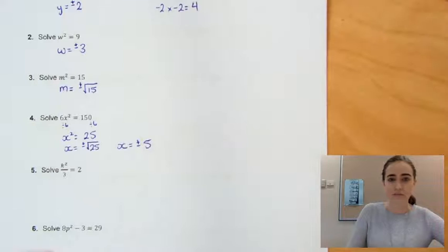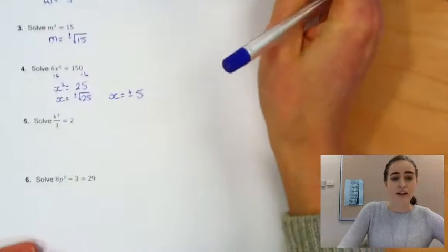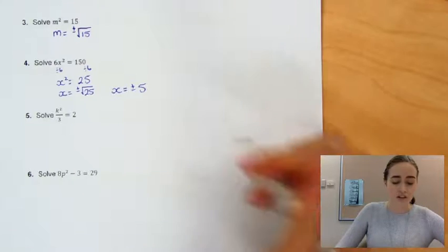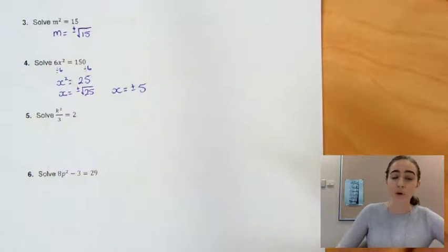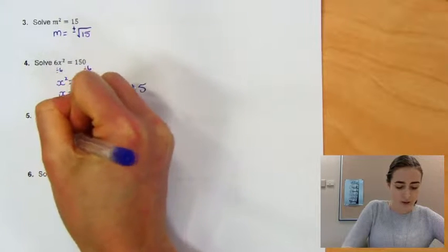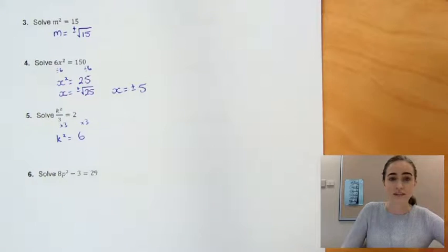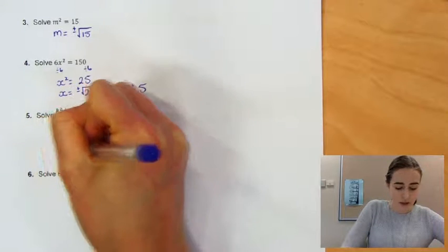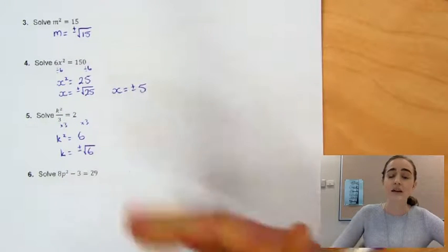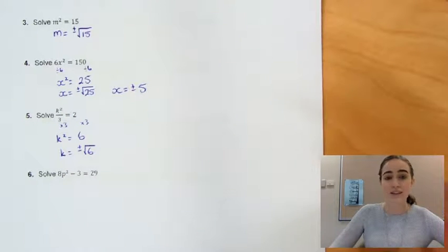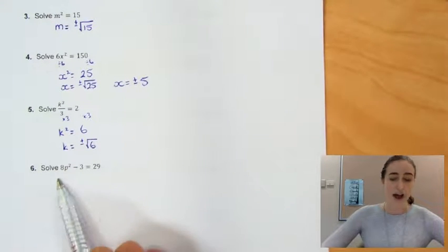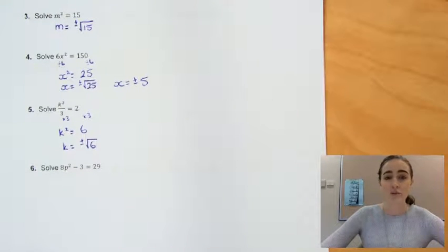All right, 2 more examples. Our next one, we've got k squared divided by 3 is equal to 2. To get rid of that divided by 3 first, we're going to multiply both sides by 3. And we'll have k squared is equal to 6. Then to find k, we'll have plus or minus the square root of 6. That doesn't come out to be a nice number, so we're just going to leave it as a surd. All right, our last one, we've got 8p squared minus 3 equals 29.